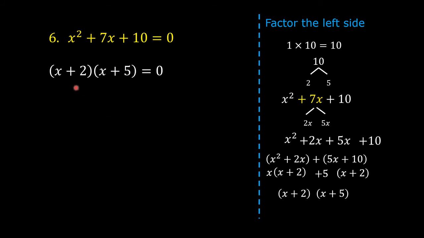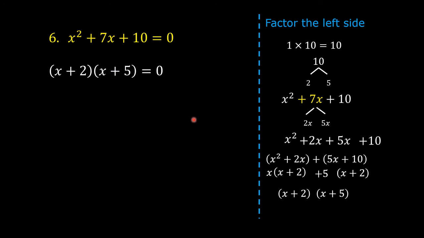Let us check if the factors are correct. First term times first term, x times x, x squared. Then outer terms, x times 5 is 5x. Then inner terms, 2 times x, 2x. Add them together, 7x. And then last terms, positive 2 times positive 5 is positive 10.